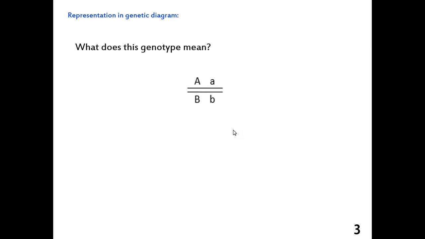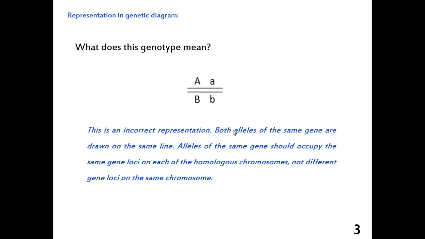So what does this genotype mean then? Please note that this is an incorrect representation and is one of the most common errors that students commit. If you look at this diagram, on the same chromosome, you will see capital letter A and small letter a. This is incorrect because both alleles of the same gene cannot be found on the same chromosome. They should be occupying the same gene loci on separate homologous chromosomes.